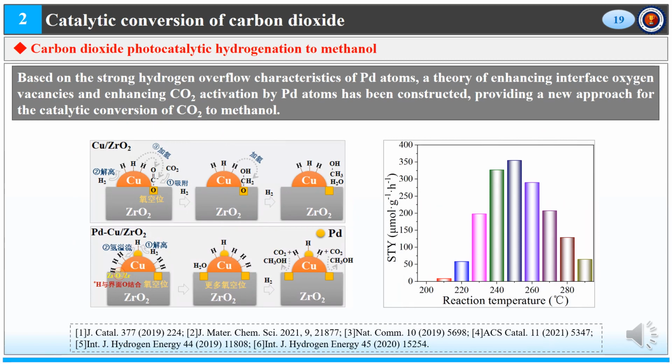Based on the strong hydrogen overflow characteristics of palladium atoms, a series of catalysts enhancing interface oxygen vacancies and enhancing carbon dioxide activation by palladium atoms has been constructed, providing a new approach for the catalytic conversion of carbon dioxide to methanol.